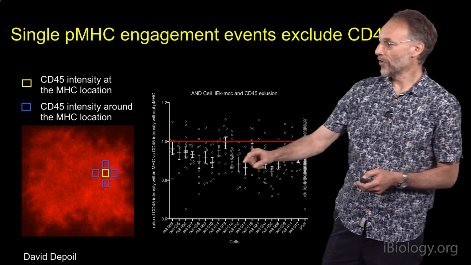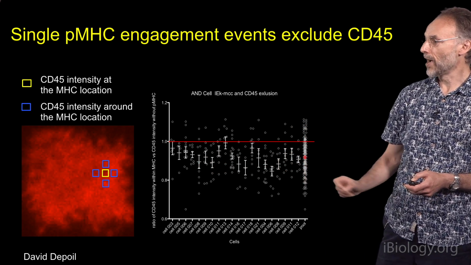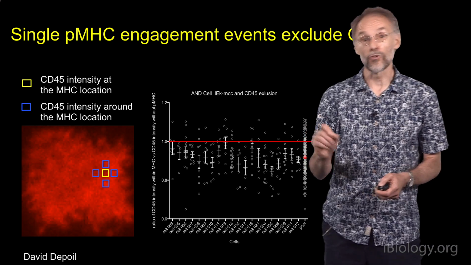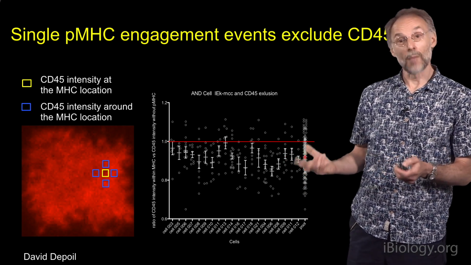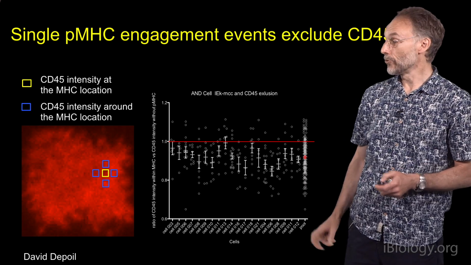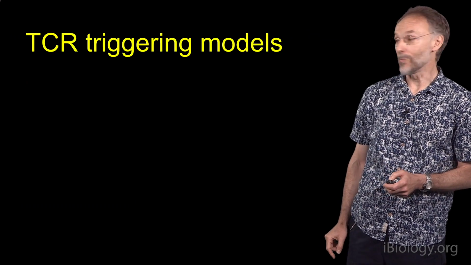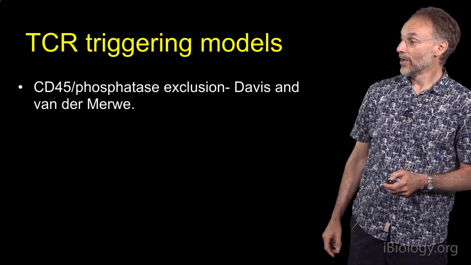And what you can see is that there's a lot of noise in these measurements, but that we can still see exclusion of CD45 on the order of 10% from these sites of single MHC peptide engagement. So again, from just a phenomenological standpoint, the CD45 exclusion is happening at points where the T-cell receptor is engaged, even by single molecules. And we know, again, that signaling is being initiated there based on ZAP70 recruitment.